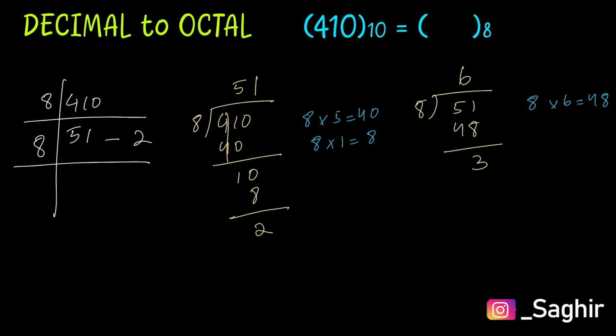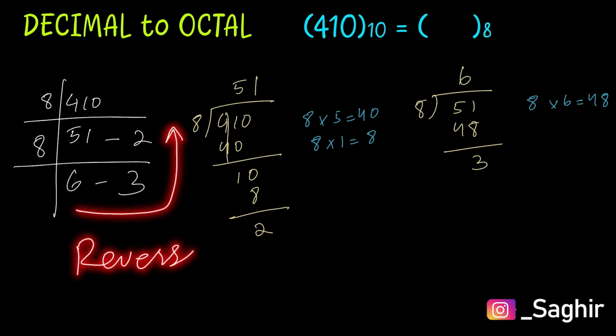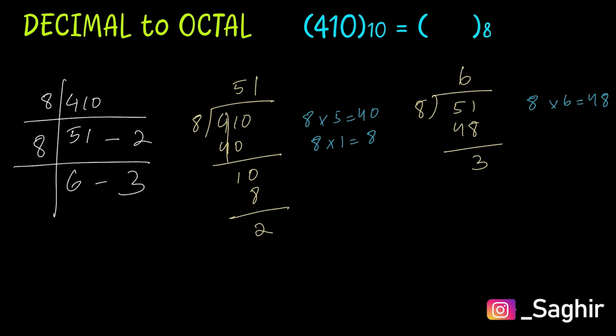We will write both down. As we can see, 6 is less than 8, so we can stop our calculation right here, and collecting the numbers in reverse from our equation will give us the octal number of the decimal. 632 here is the answer.